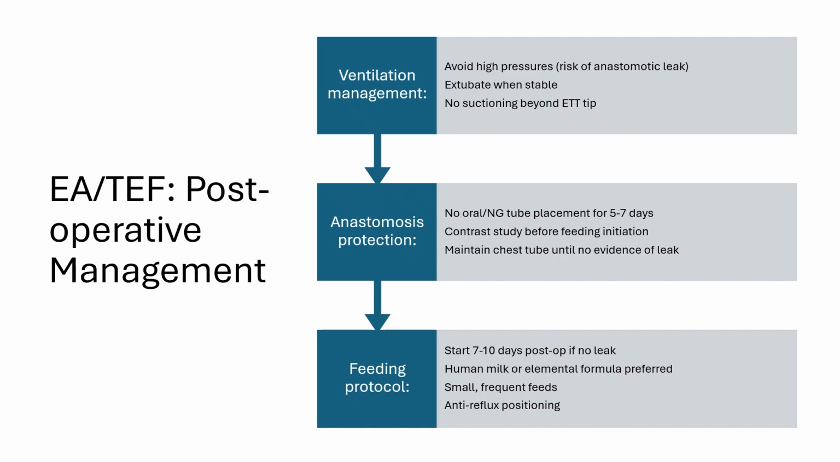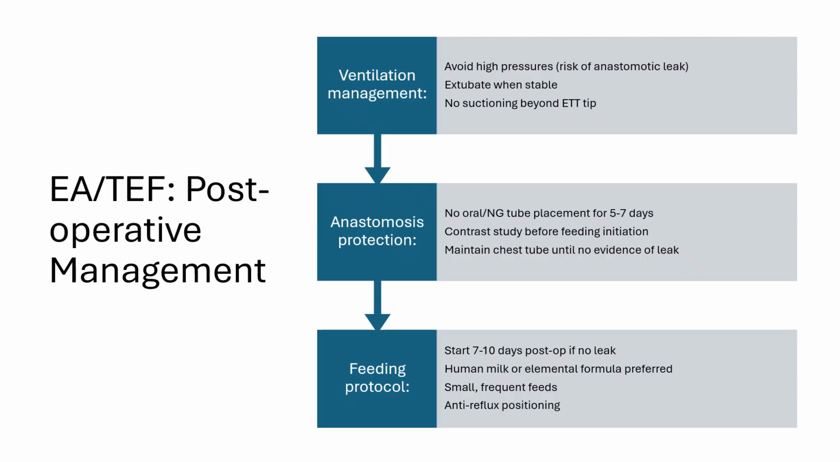Extubate as soon as it's safe to do so. The less positive pressure, the better. Here's a critical safety point: never pass suction catheters beyond the endotracheal tube tip. Hitting that fresh anastomosis with a suction catheter creates mechanical trauma that can cause immediate disruption. This isn't theoretical. It's a real risk that can turn a successful repair into a surgical emergency.